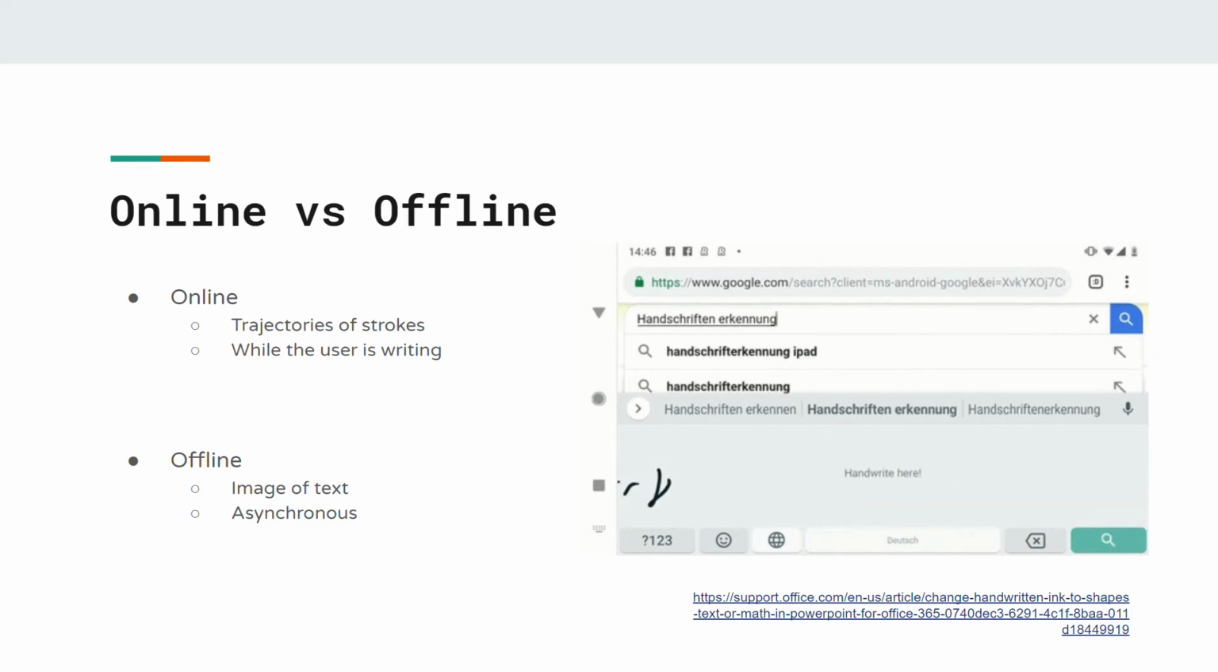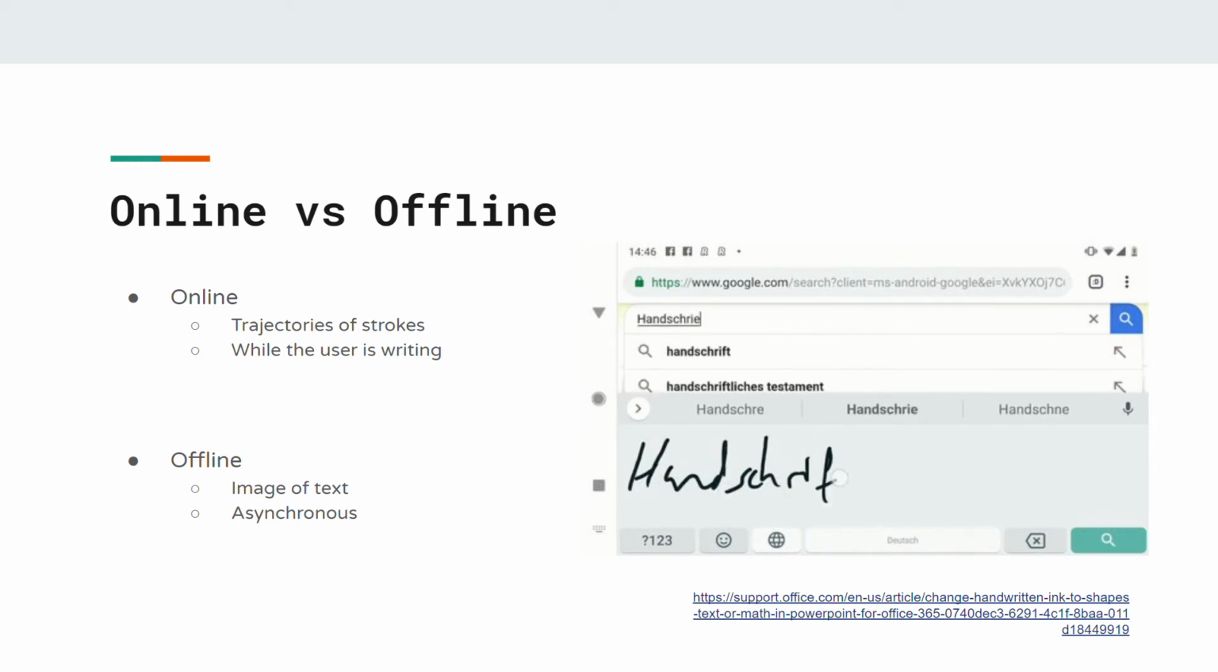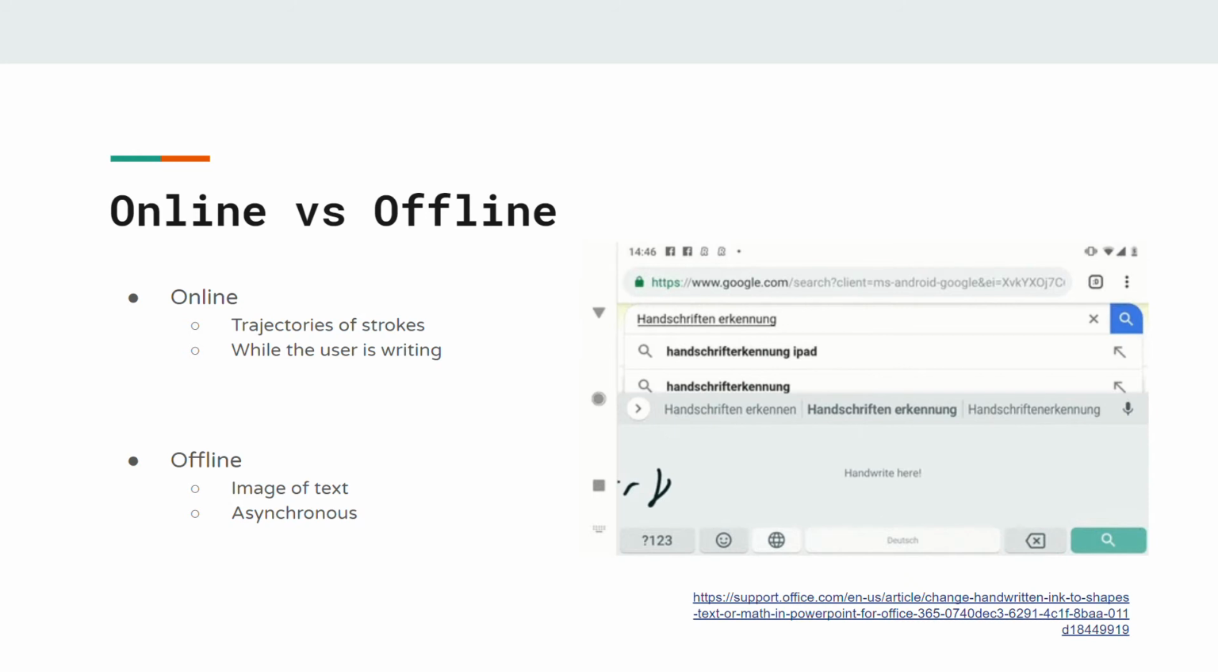Offline handwriting recognition happens asynchronously and thus does not have the luxury of analyzing stroke data to help in the conversion to digital text. Because of this extra hurdle, offline handwriting recognition is often considered the more computationally difficult of the two.